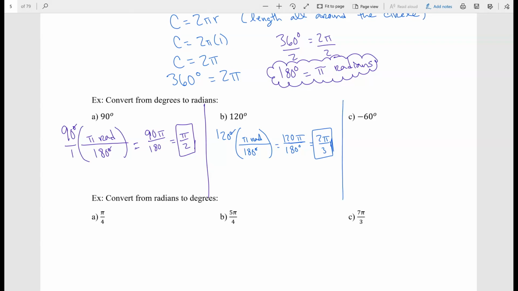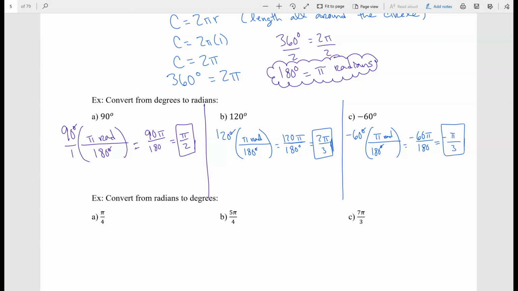Okay, now let's do negative 60. So we have negative 60 degrees. We're gonna multiply this by 180 on the bottom, and then pi on the top. So then the degrees go away. So you're gonna have negative 60 pi over 180. Okay, so this is gonna give me negative pi over 3.